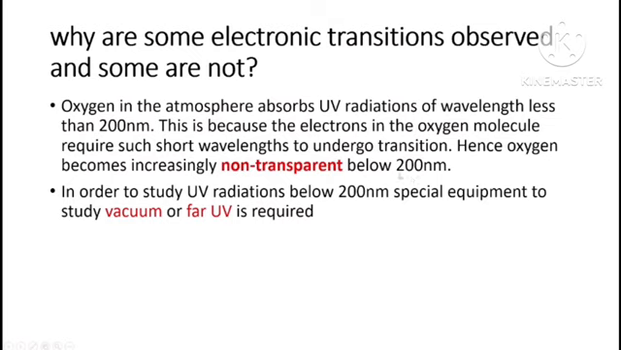What is transparency? If something is transparent, it means that electromagnetic radiations such as light should be able to pass through it, right? But here we are saying oxygen is not transparent. It means that it does not allow such wavelengths below 200 nanometers to pass through. Rather, it ends up absorbing such radiations.